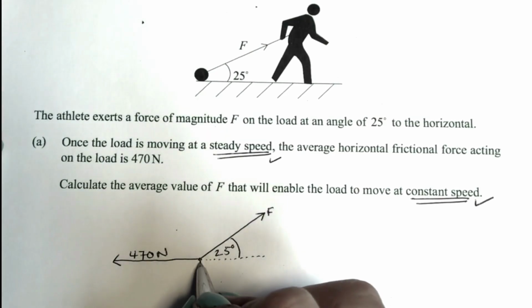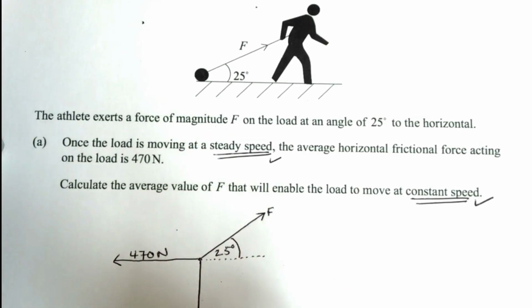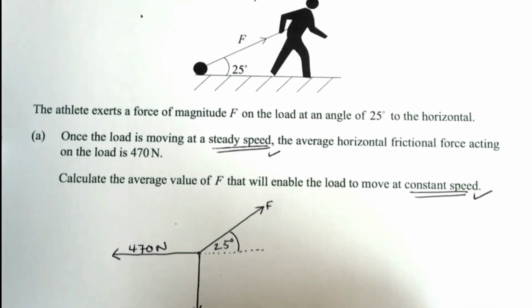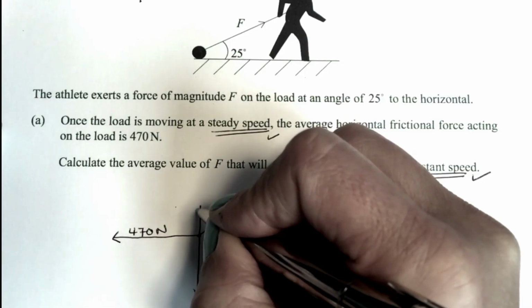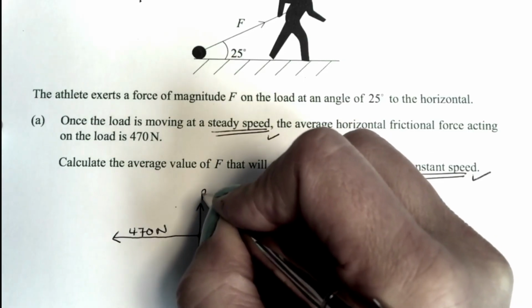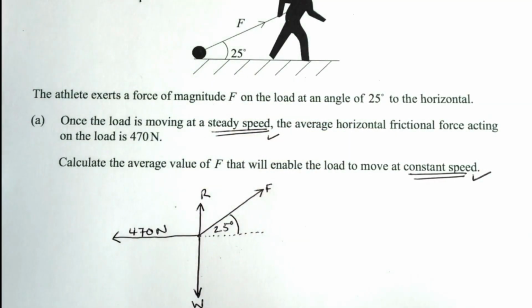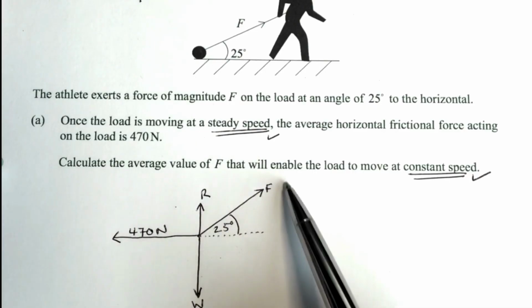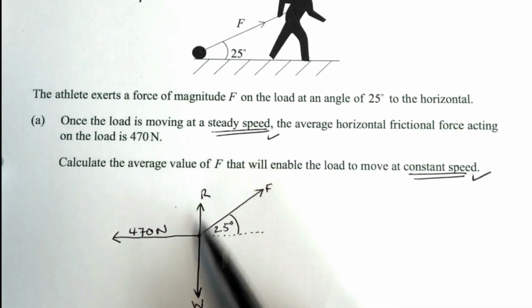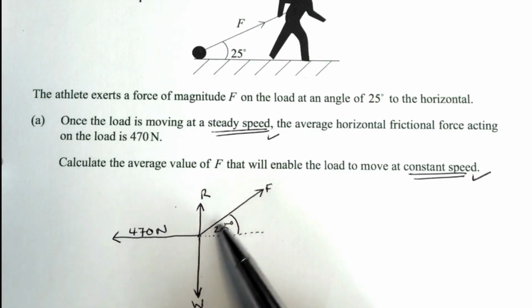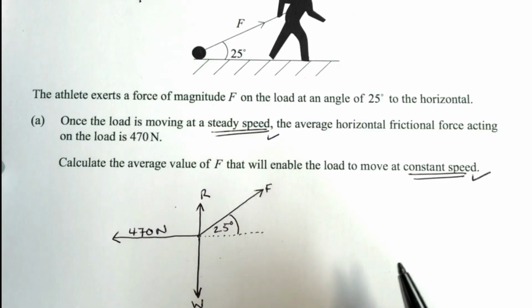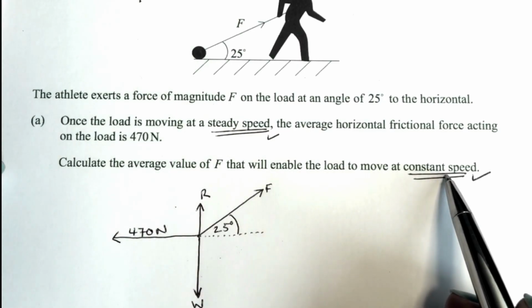We also know that this load has a certain weight. We don't know the value of the weight, but we do know a weight exists. And finally, we'll know that there's a reaction force applying in the opposite direction to weight. The reaction force won't be equal and opposite to the weight because this athlete is reducing that reaction force slightly by pulling it at an angle. What we do know is that this object is moving at a constant speed.